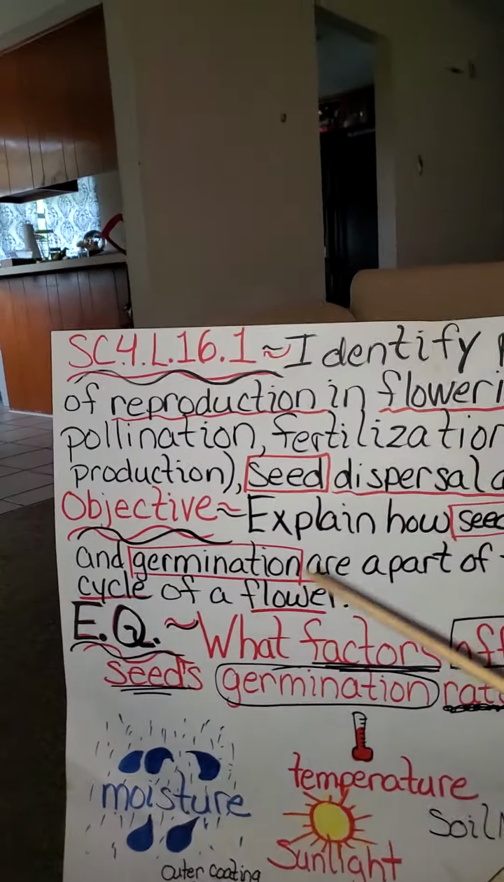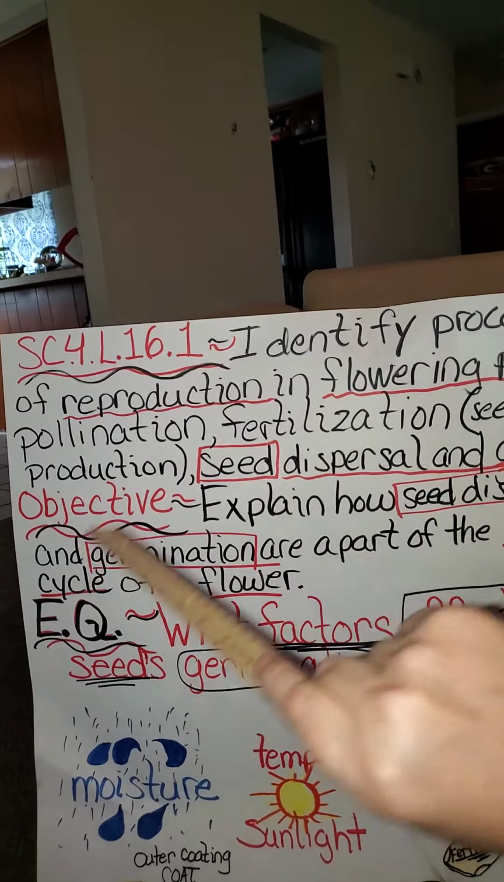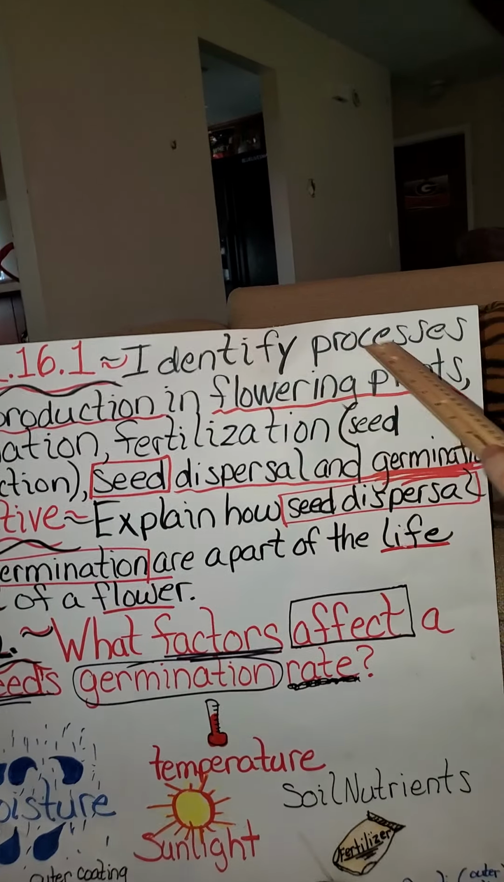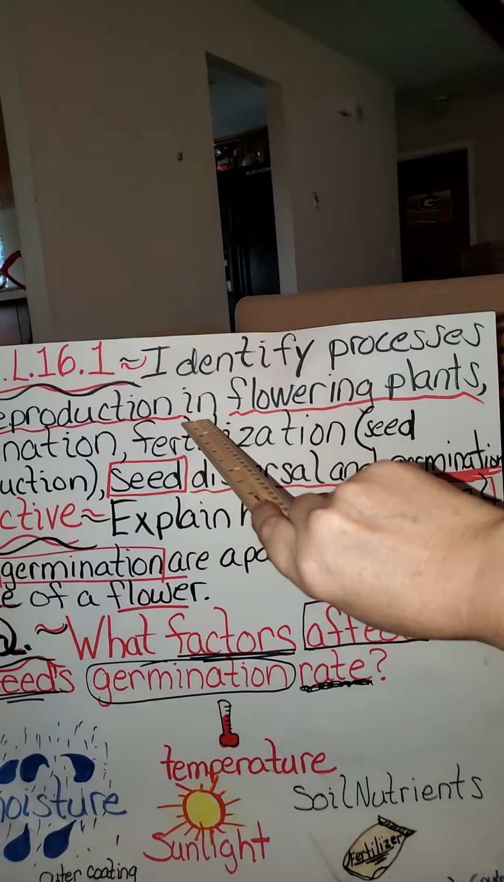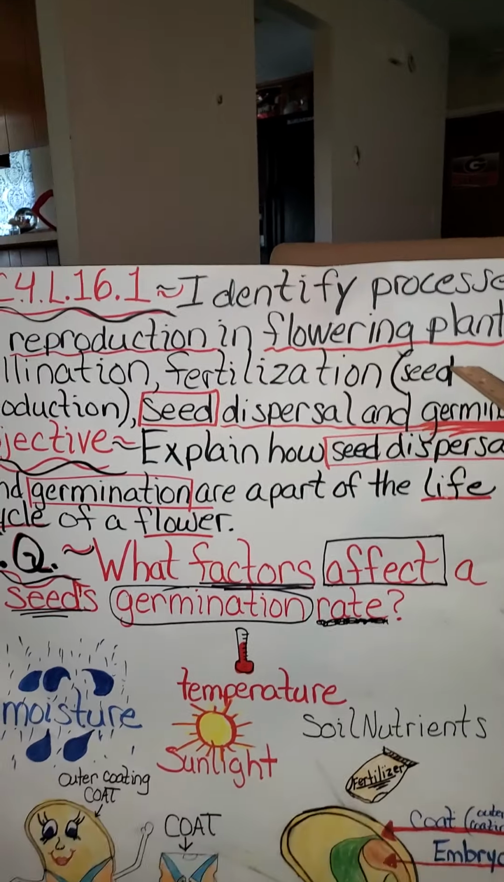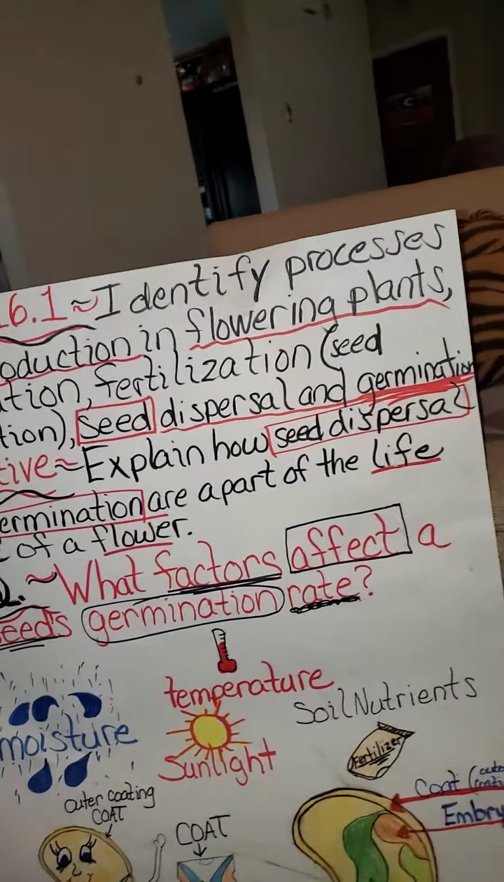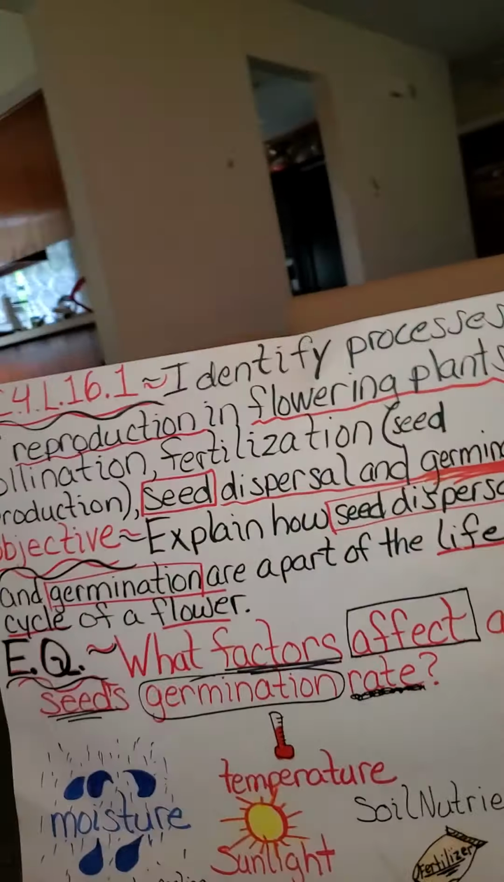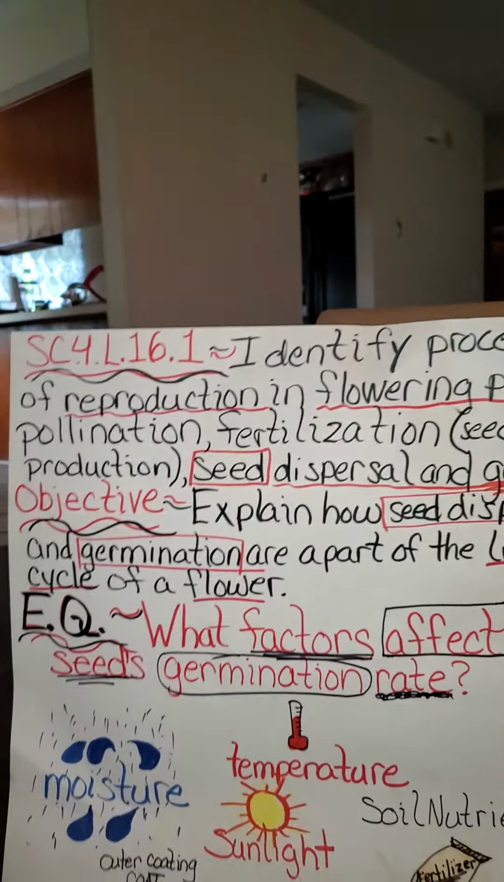Okay, now listen up. So let's go over this again like we did yesterday. This is our standard: identify processes of reproduction in flowering plants, which I did buy some seeds right here. We're going to do some of this also. First, we got to get this chia head going.